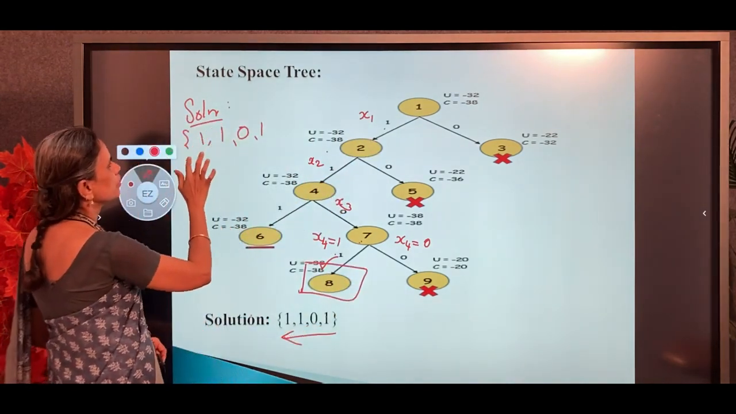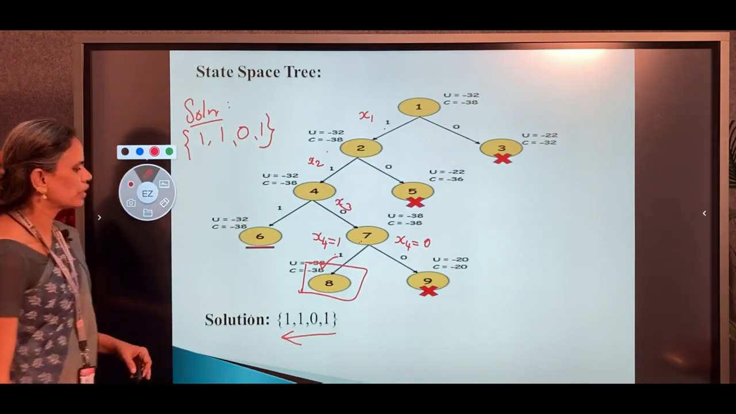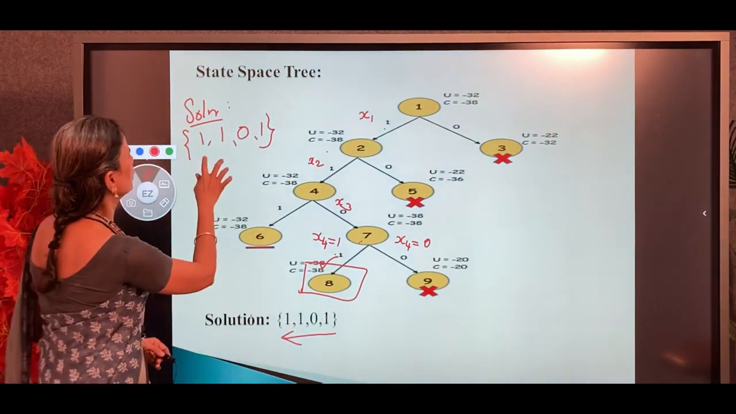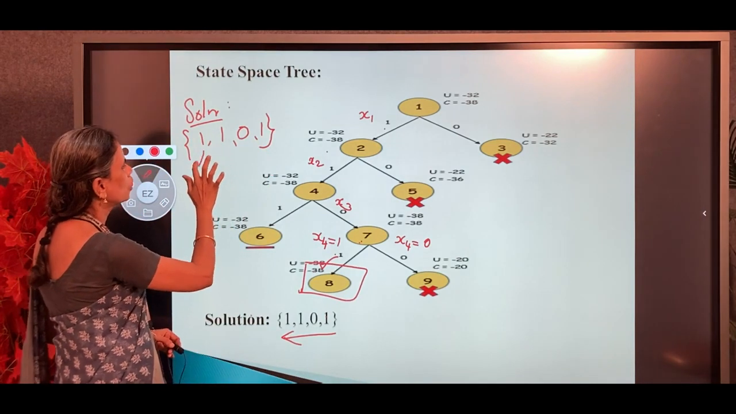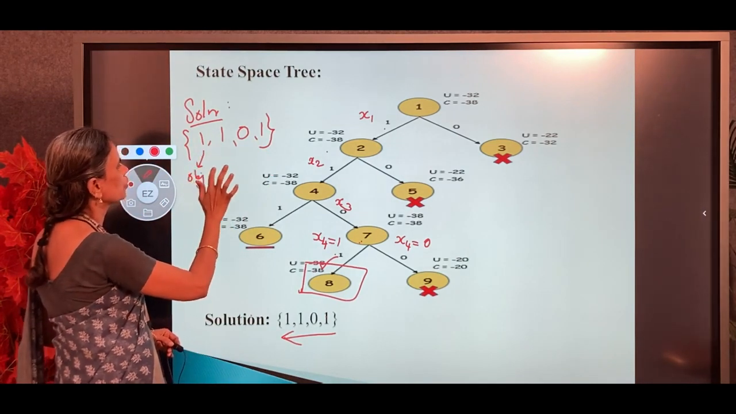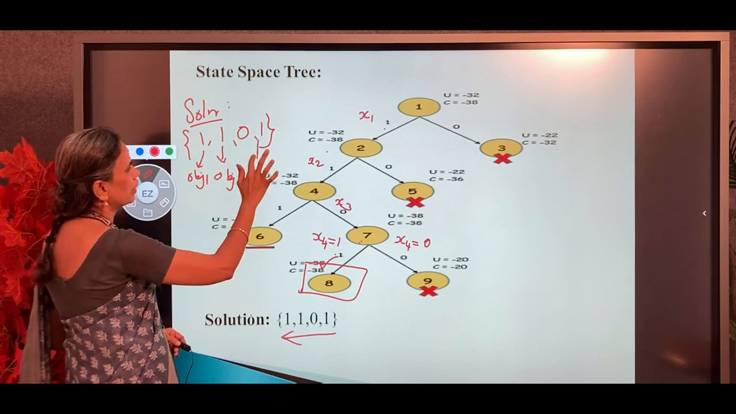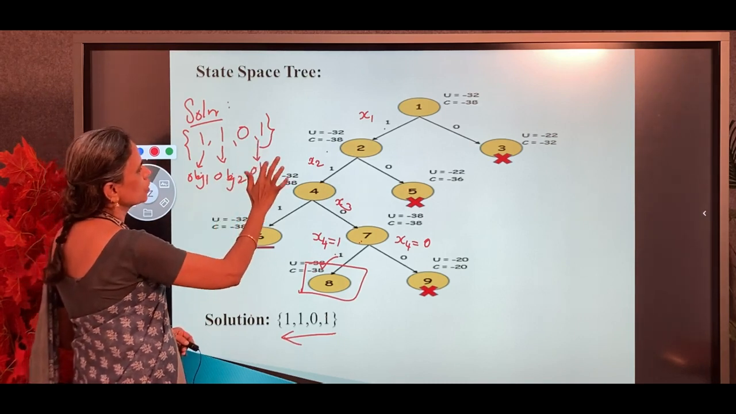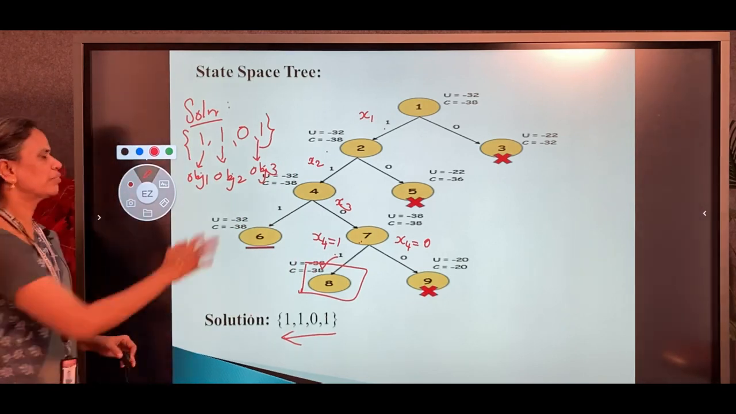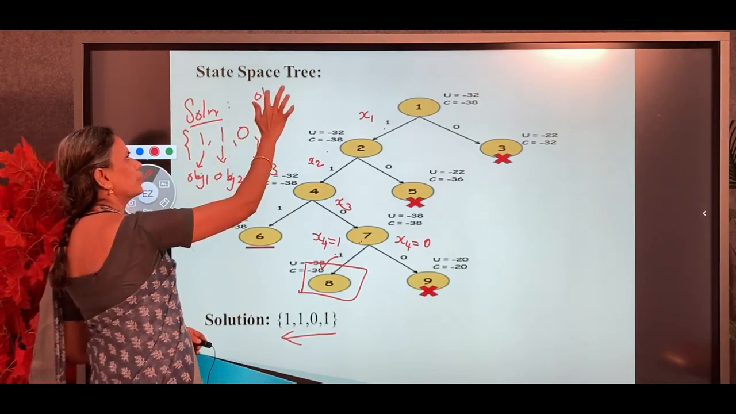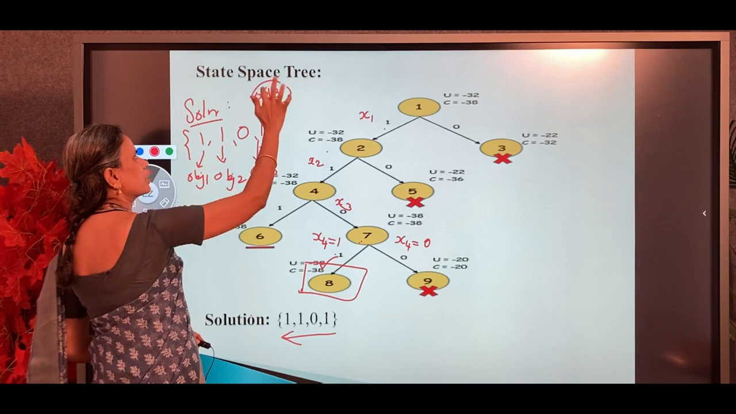Next will be the answer. So this means we have inserted object 1 into the knapsack, and object 2 is inserted into the knapsack, and object 3 is ignored here.